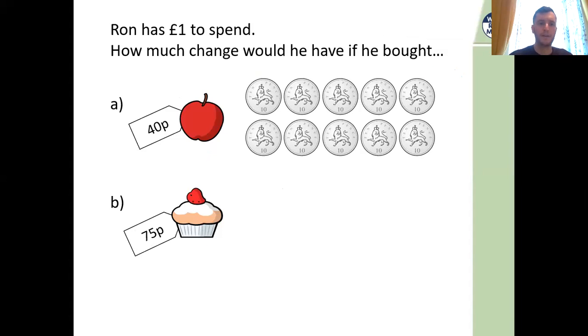So if the apple costs 40 pence and he has £1, I've changed my £1 into 10 pence coins. That's the same as 100 pence or £1. So there's still £1 there. And that allows me to cross out 40 pence really easily. I can cross out 10, 20, 30, 40 pence. How much change does he get? You should be able to see the answer now. It is 60 pence left over.